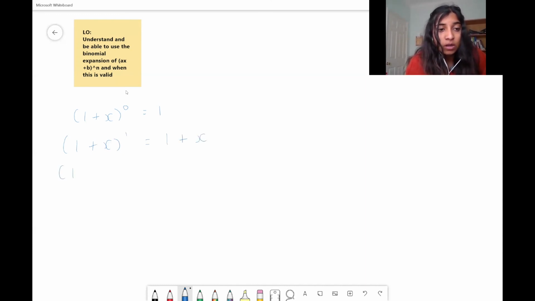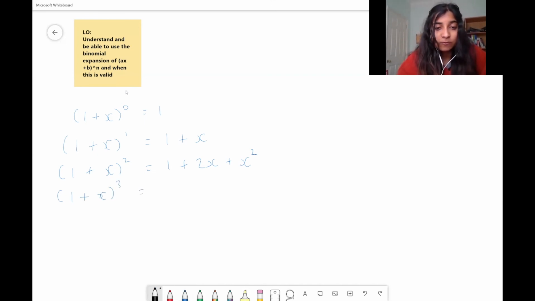Then if we had 1 plus x to the power of 2, using normal multiplying out brackets, that will be equal to 1 plus 2x plus x squared. And then if we moved on to a higher power, we had 1 plus x to the power of 3. That would be equal to, if we do that multiplication out separately, we'd have 1 plus x and then 1 plus x squared.